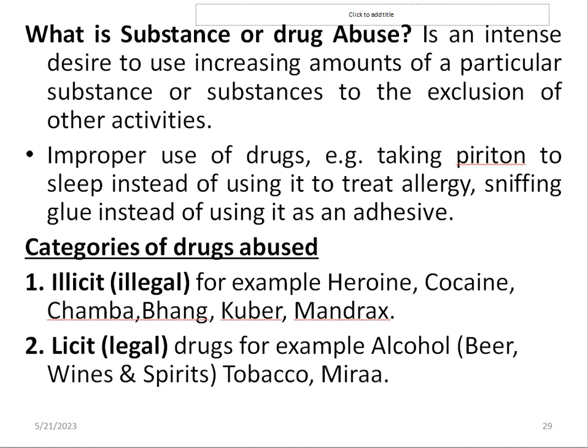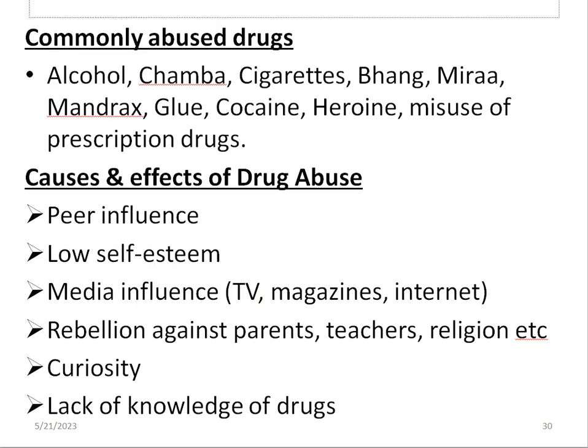Categories of drugs that are abused include illicit or illegal drugs, and then licit or legal drugs. Illicit or illegal drugs can include heroin, cocaine, and other drugs. Licit drugs, tobacco and alcohol, can be some of those drugs that can be abused. Looking at my geographical area, the common abused drugs include alcohol, cigarettes, cocaine, and heroin. And there is also abuse, or if I may term it, misuse of prescription drugs.